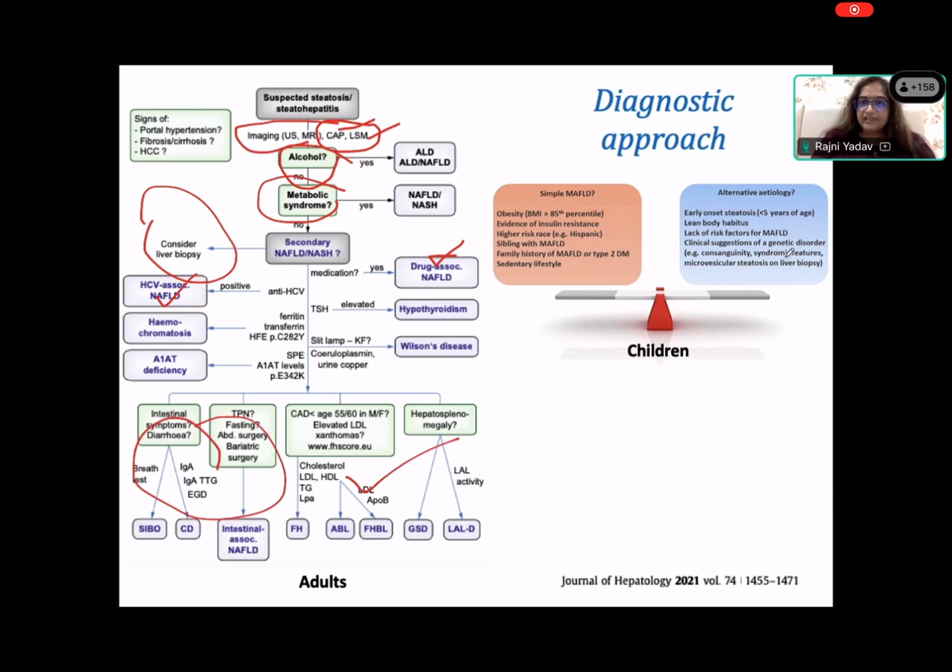Then if we see the children, so if it is less than 5, then try to look for the history of consanguinity, the family history, sibling history, the syndromic features. That means a detailed systemic examination to look for other stigmata in other organ systems. If the age is greater than 5 and the metabolic risk factors are found, then yes, the MAFLD will become a more common differential for the children.